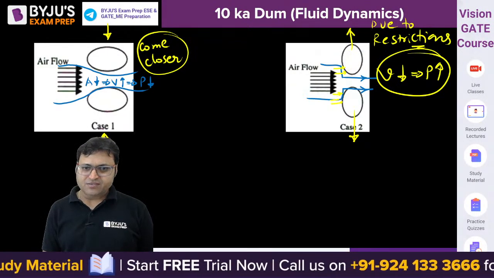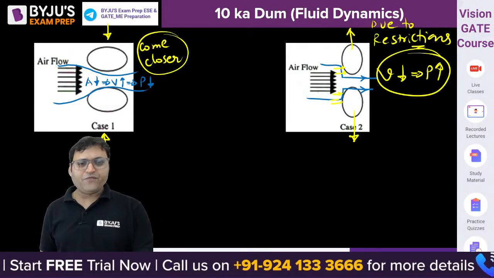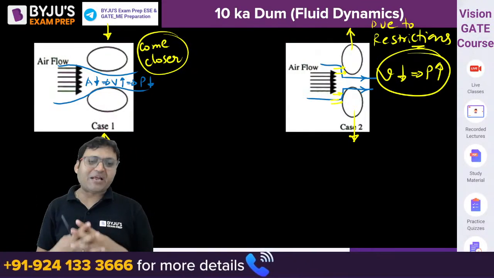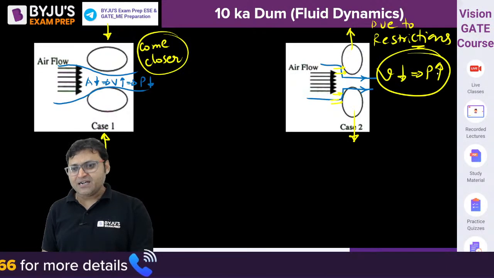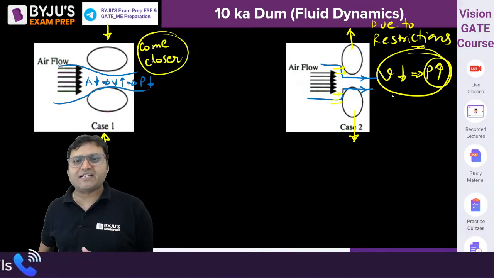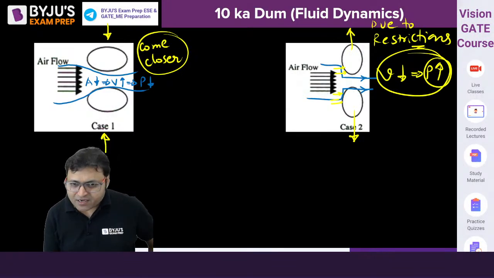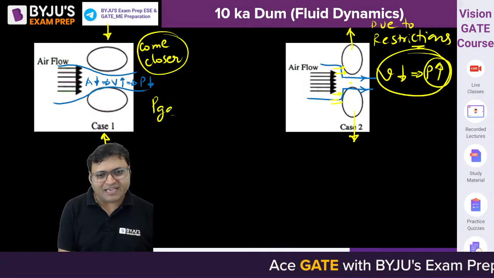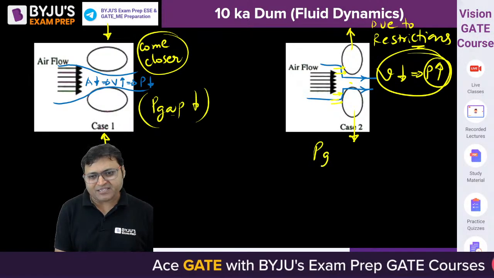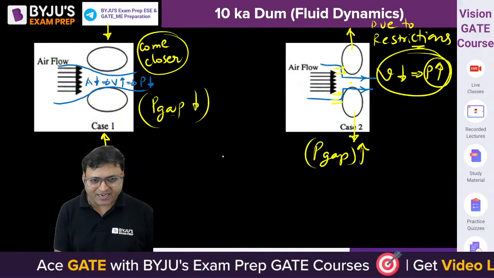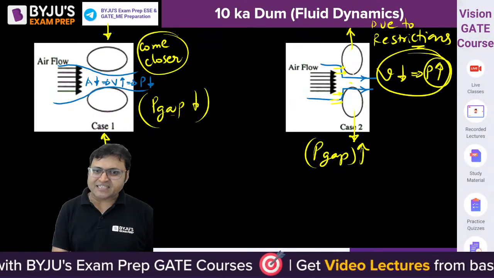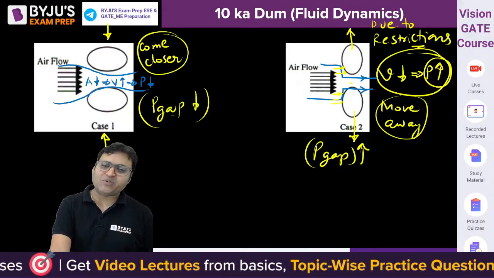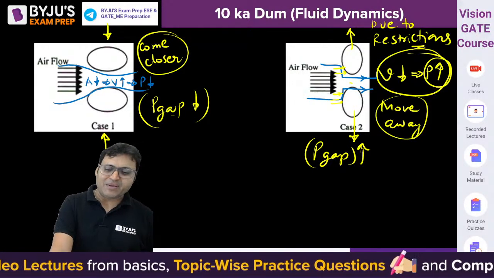There is a restriction in the flow. If you have some restriction in the path of the fluid flow, the velocity will decrease and the pressure will increase, isn't it? Because it is the static plus dynamic pressure. All the kinetic energy will convert into pressure energy. So the pressure in the gap will decrease in the first case, and increase in the second case. Are you getting it? That is why, if the pressure is increasing in the gap, they will move away. In case 2, the ellipses will move away from each other, but in case 1, they will come closer to each other.